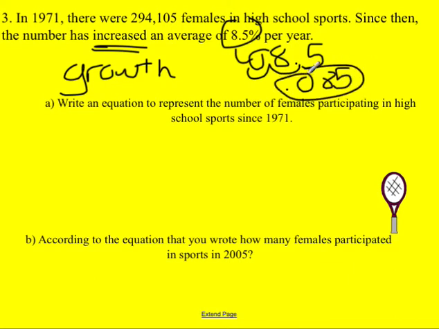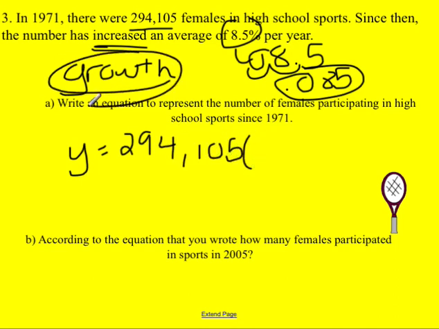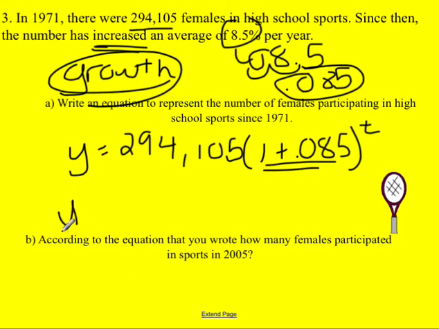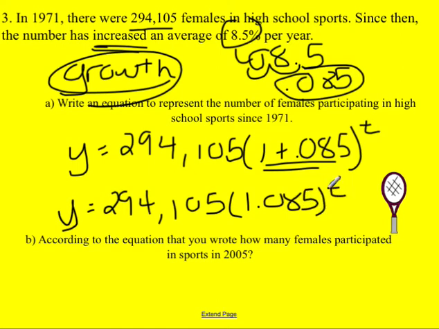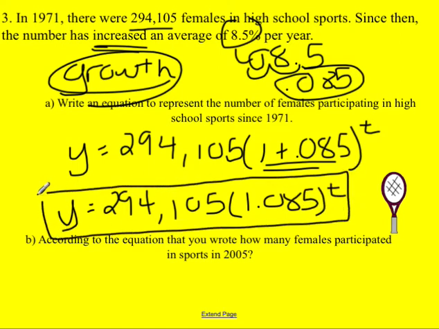So it's asking us to write an equation. Okay, so we're going to do y is equal to, well, our starting number of females is 294,105. Now, since it's a growth equation, we need to do 1 plus our rate. And that's going to be raised to the t, because we don't know how much time is passing since we're writing an equation. This isn't done. You actually need to add those two together. So your y is equal to 294,105, and then you're going to take 1 plus 0.085, which is 1.085, and raise that to the t power. So this right here represents that equation.